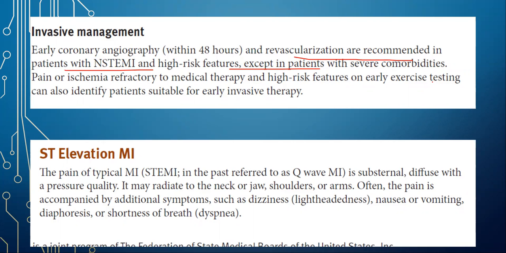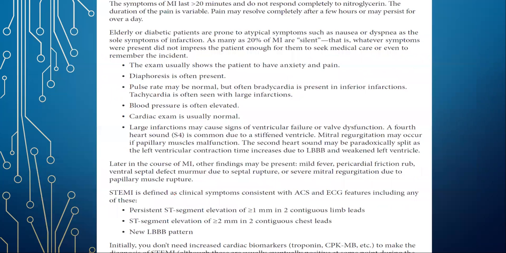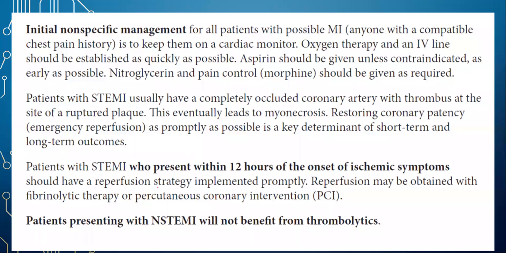Good. Now, moving on to ST elevated MI. We know how the pain of ST elevated MI presents. We know everything about it, so you can go through these notes later on. We also know the initial management for acute MI. A couple of things you should also remember: nitrate can be given in an MI patient, but nitrate or nitroglycerin is contraindicated if someone is having hypotension, or if a patient is on sildenafil like Viagra, you cannot give them nitroglycerin. So some contraindications are there.